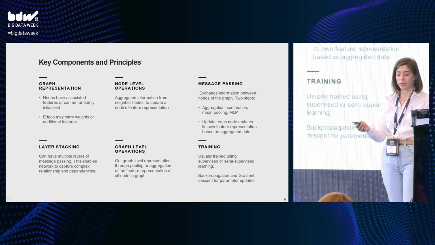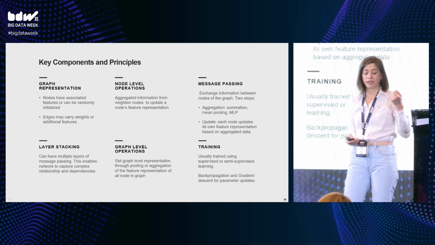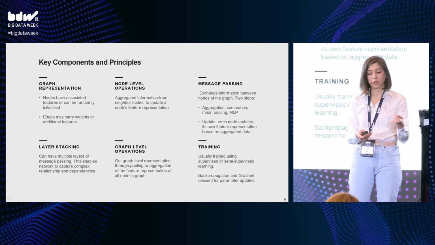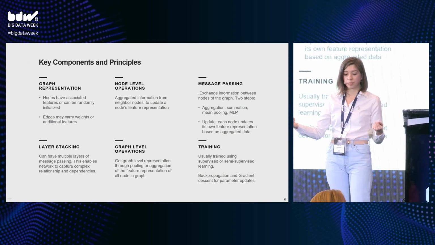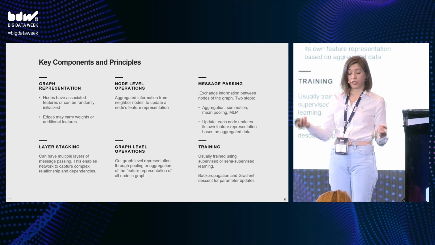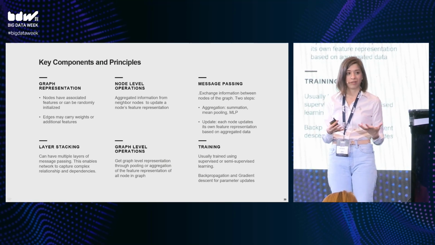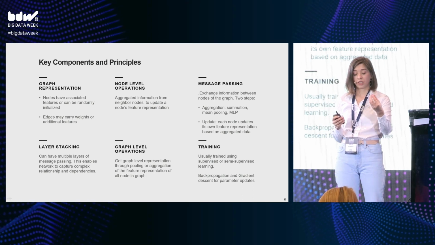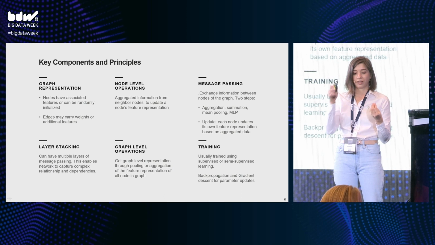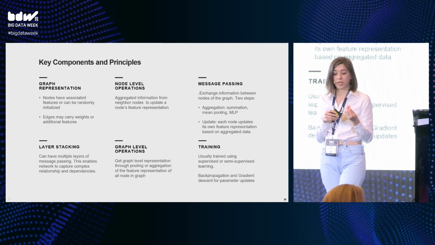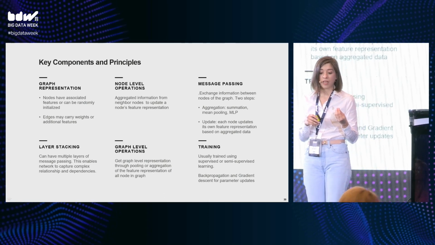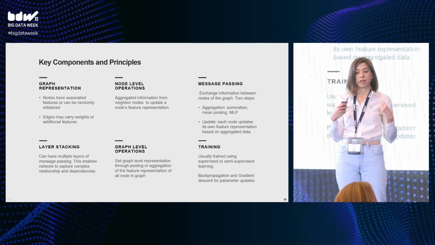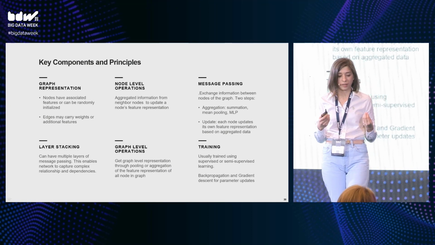First, we need the input, right? We have the graph, we have the nodes that have features in them, or they can be randomly initialized if we only care about the structure. And then we have edges that may carry weights or also additional features. And then we have the node level operations. And what are those? This simply means that in one node of the graph, you are aggregating all of the values from its neighbors by following the links. And what do you do about this aggregation when you are performing a message passing step?